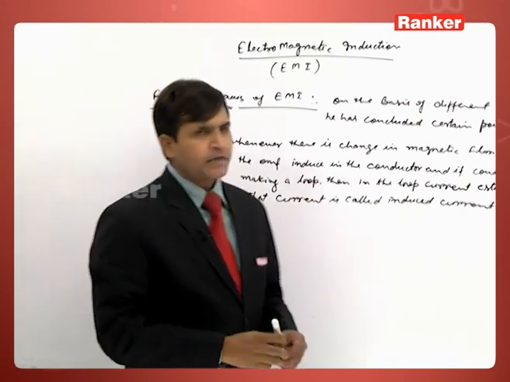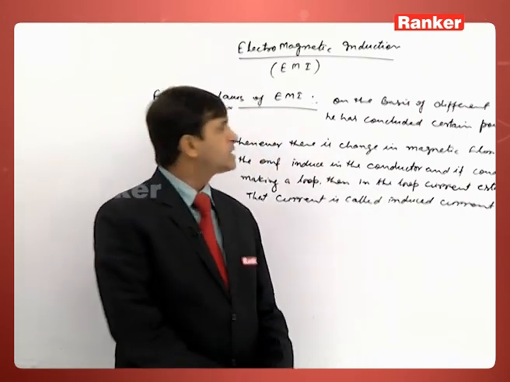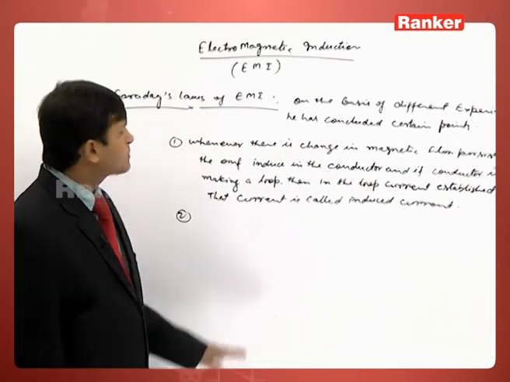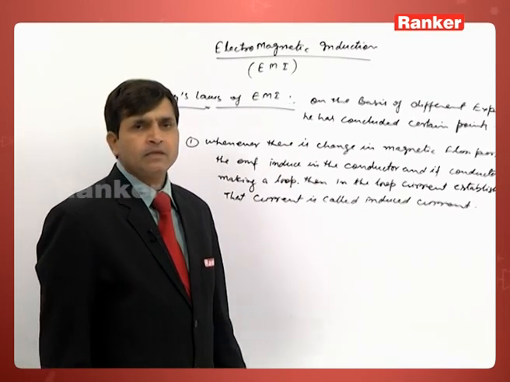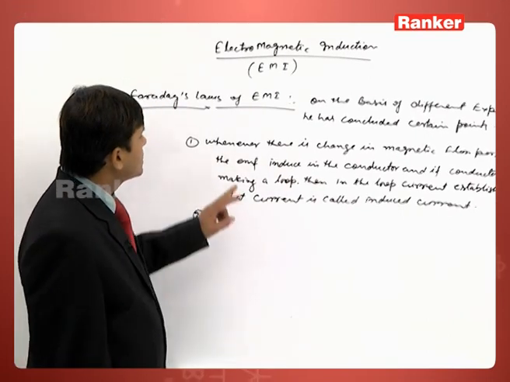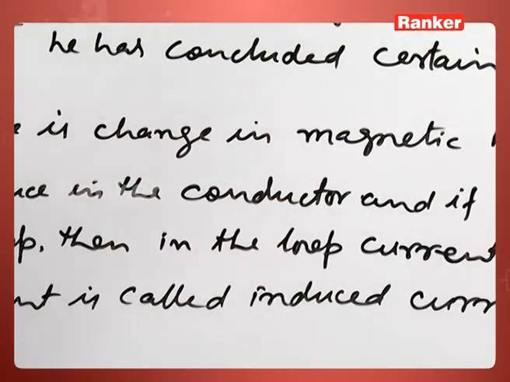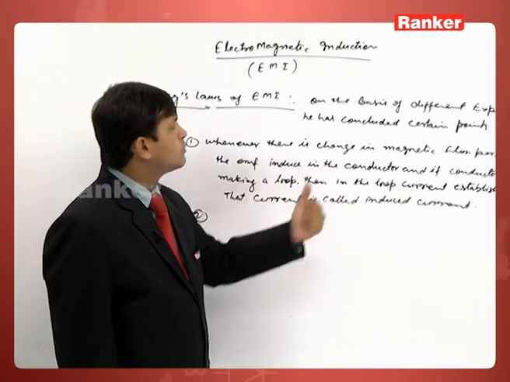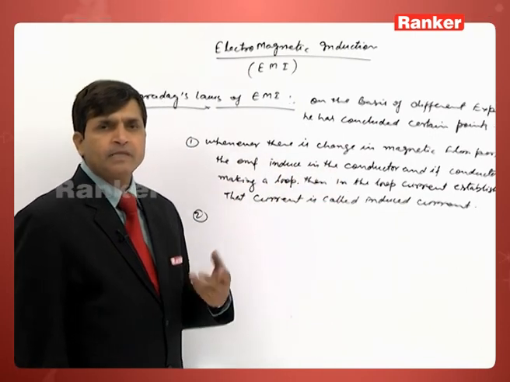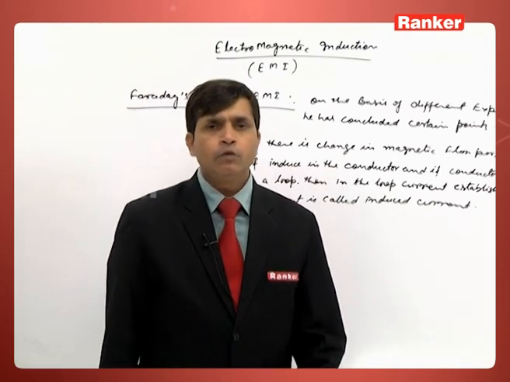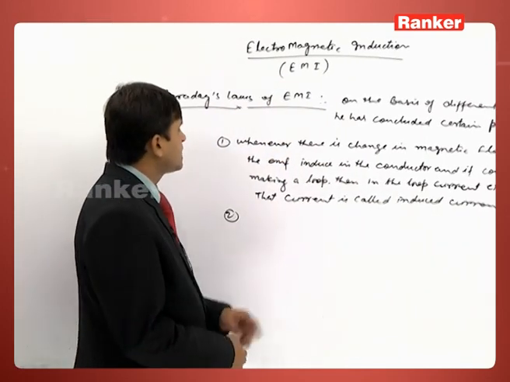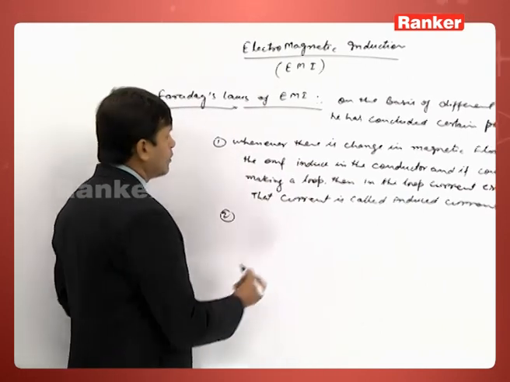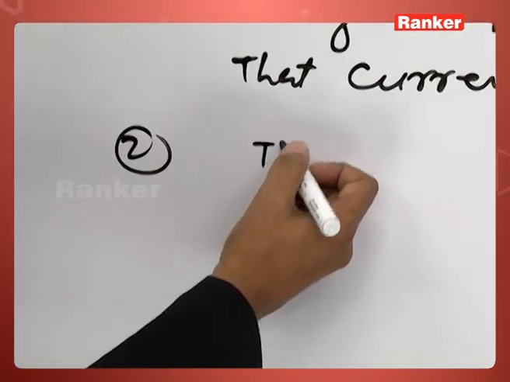So what Faraday has suggested is that whenever there is a change in magnetic flux, the flux present is not important. The change in flux is important. Whenever there is a change in magnetic flux, then only EMF is induced in the loop or in a conductor. And if that conductor is making a closed loop, then the current will establish, and that current is called induced current.